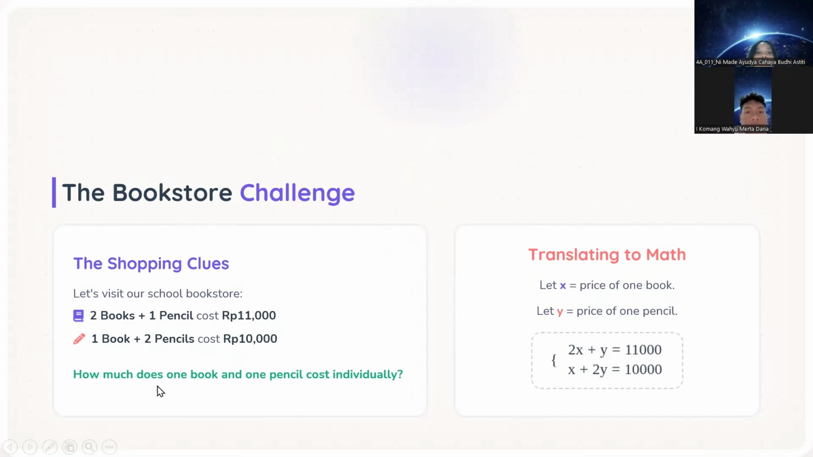Imagine that we visit our bookstore, and they sell two books plus one pencil for 11,000 rupiah, and then one book plus two pencils for 10,000 rupiah. So how much does one book and one pencil cost individually?